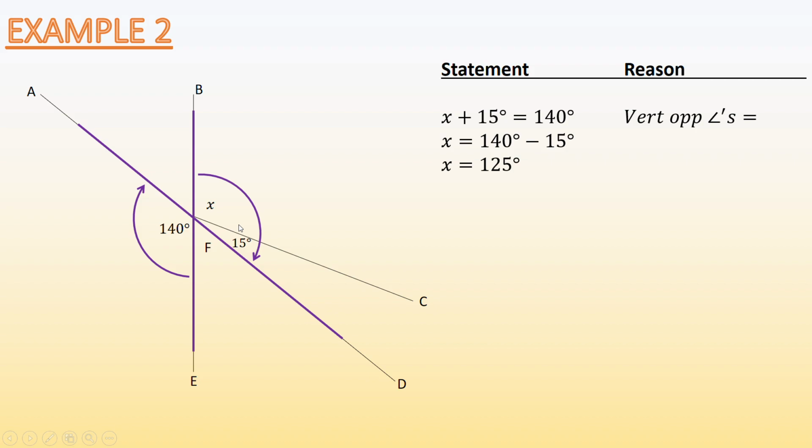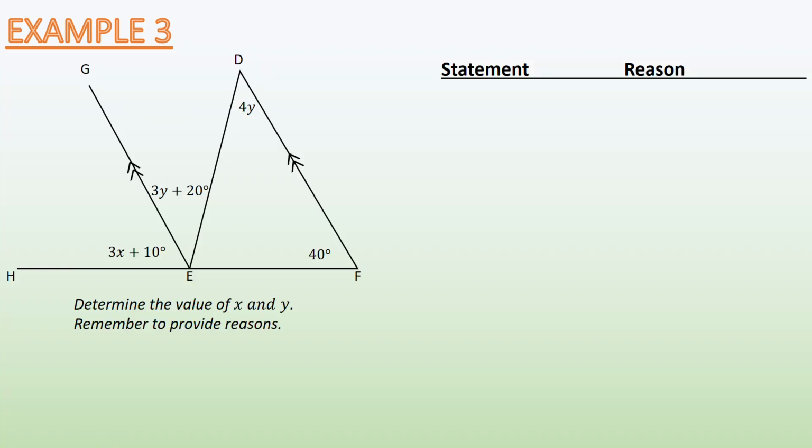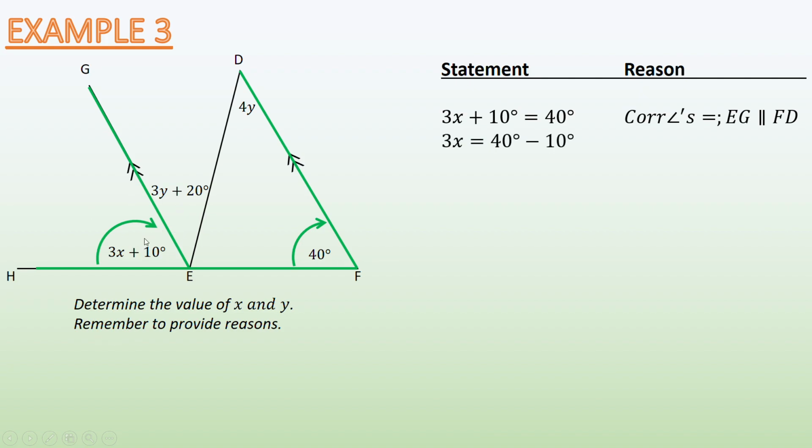Right, let's have a look at example number 3. This is what it looks like, and you need to calculate X and Y in this one. I'm going to start by calculating X. I've filled in my F shape, so I know that those two angles are equal to each other because they're corresponding. If you can see your F, it's kind of backwards and upside down. So they're equal to each other. So 3x plus 10, which is this angle here, is equal to 40. Corresponding angles are equal because those lines are parallel.